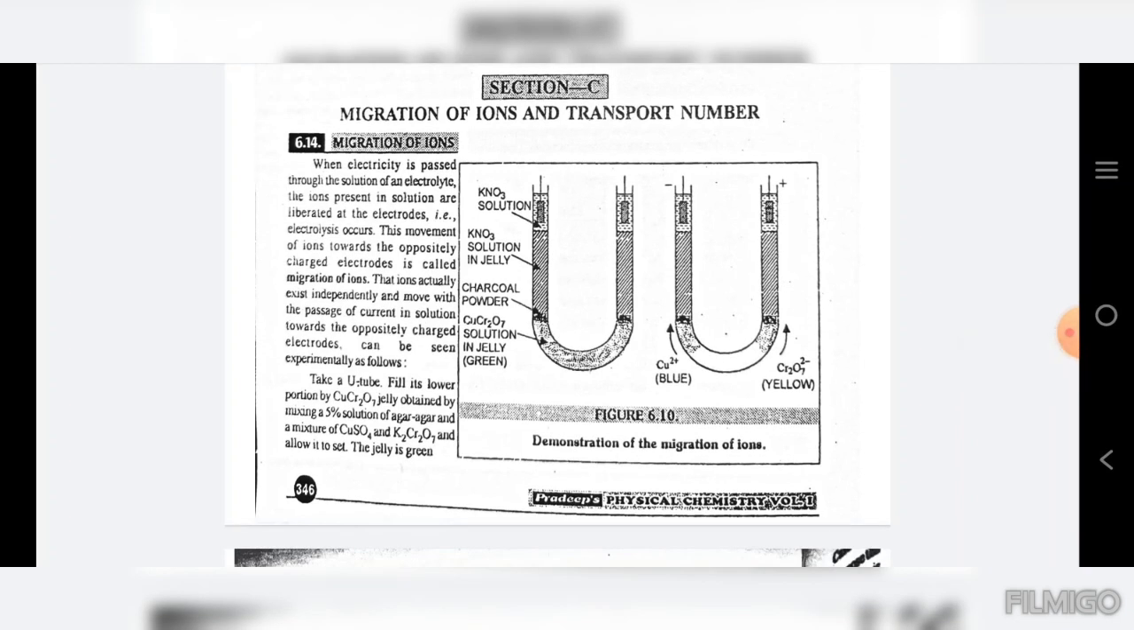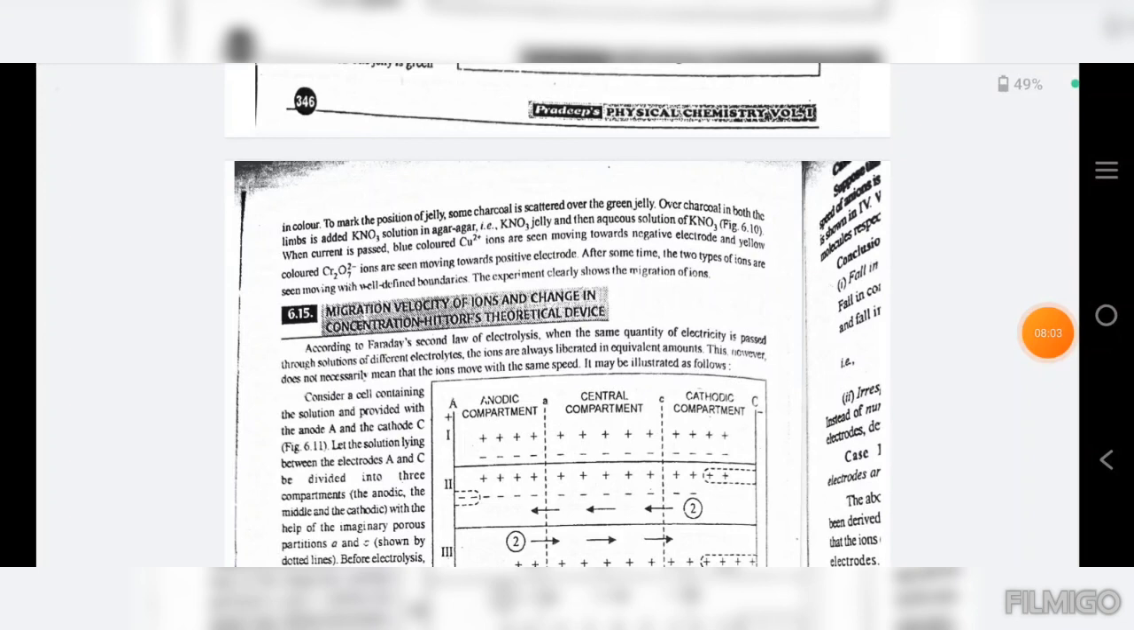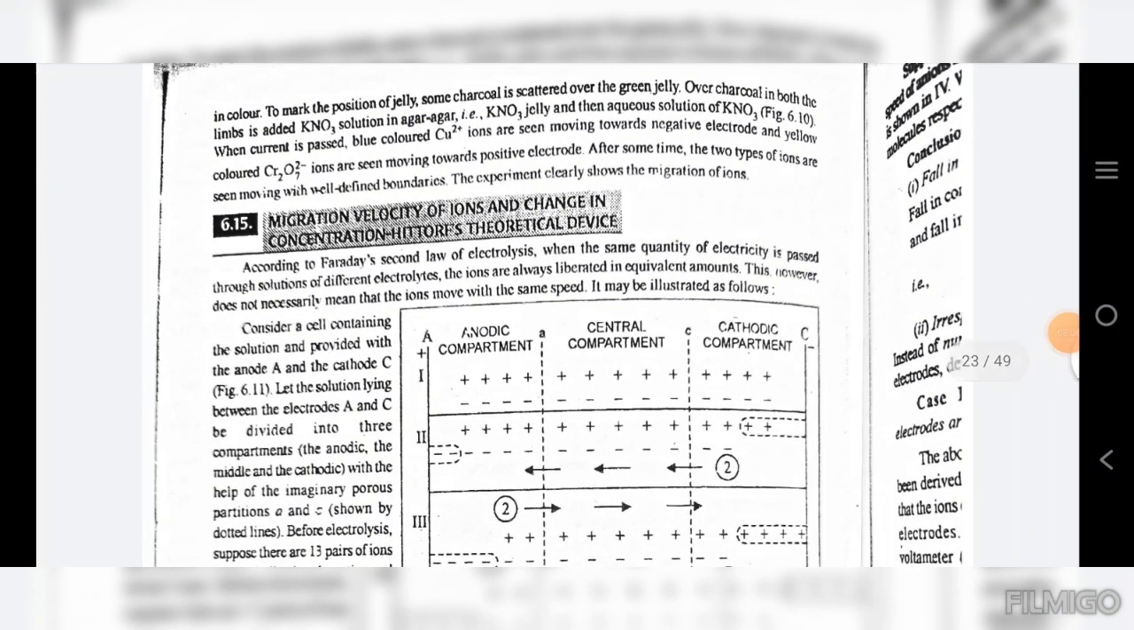Take a U-tube, fill its lower portion with CuCr2O7 jelly obtained by mixing a 5% solution of agar-agar and a mixture of CuSO4 and K2Cr2O7, and allow it to set. The jelly is green. Demonstration of the migration of ions. You can see figure 6.10. To mark the position of the jelly, some charcoal is scattered over the green jelly.